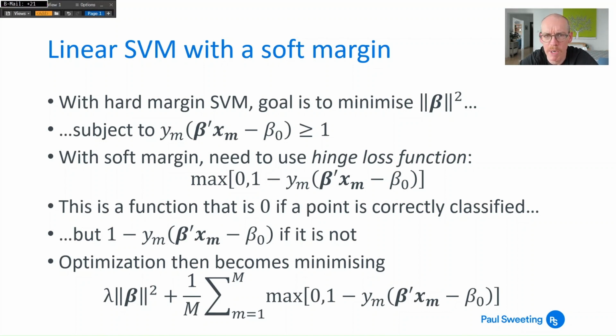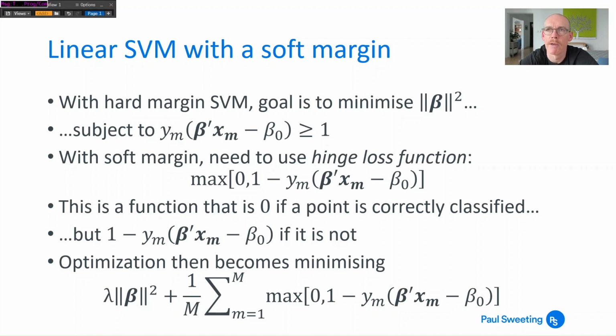Now, if you're using a soft margin, you need to use something called a hinge loss function, which is max of 0 and 1 minus y_m, brackets, bold beta transpose x_m minus beta naught, close brackets. So what's this saying? Well, if you've got stuff which would not fall within the upper and lower margin, so it'd be definitely solvent or insolvent, then 1 minus that is going to be negative. So you're going to get something which is 0.